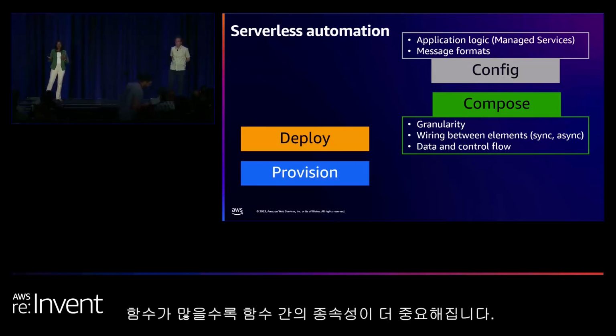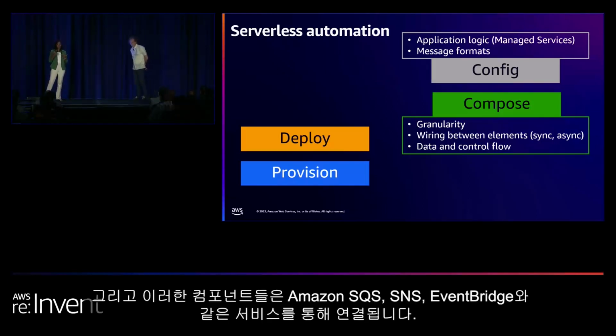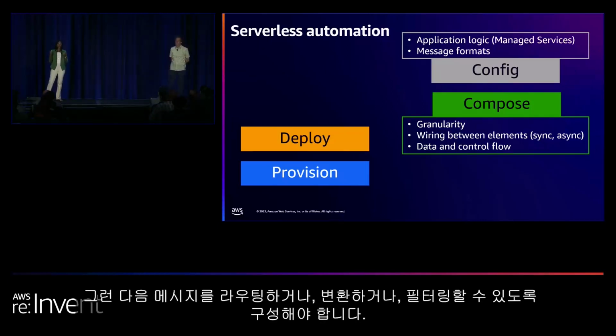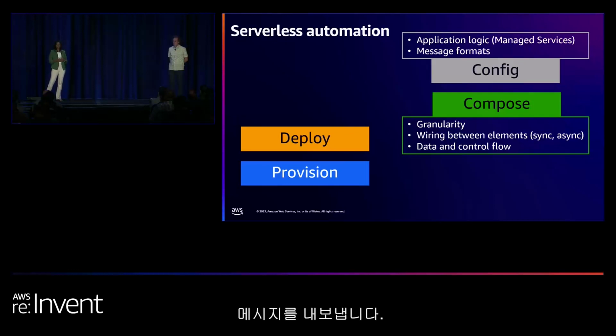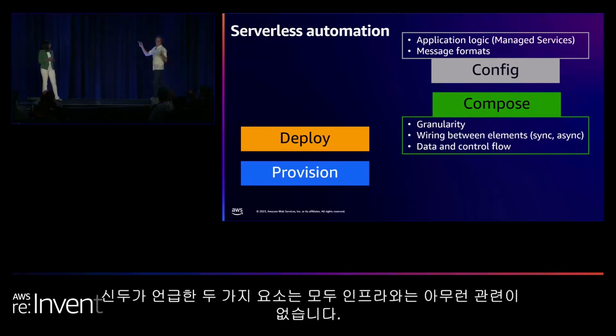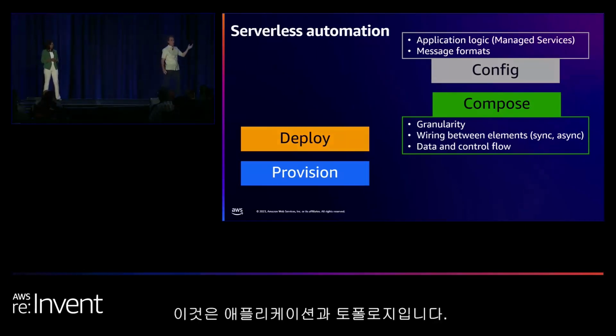The more functions you have, the more important the dependencies between them become. And these components are connected by services like Amazon SQS, SNS, or EventBridge, which you then have to configure so that you can either route the message, transform, or filter out messages. So both elements that Sindhu mentioned here really have nothing to do with infrastructure, right? This is application and topology.